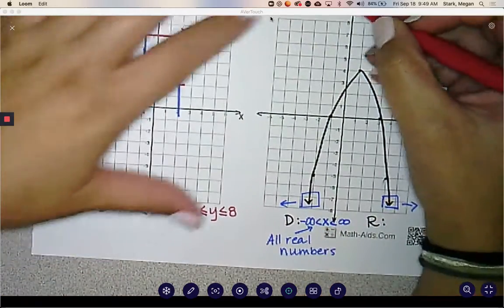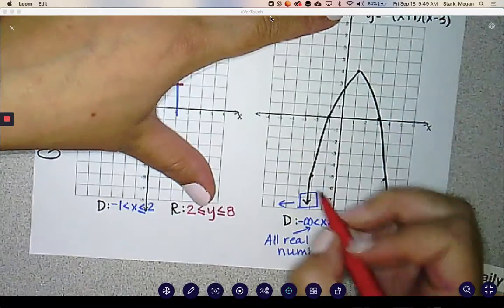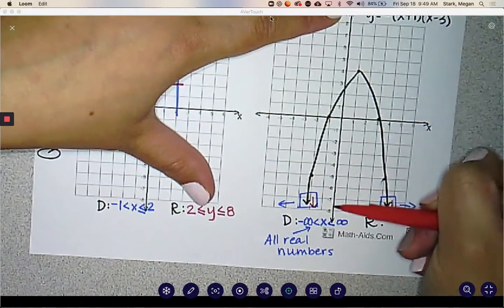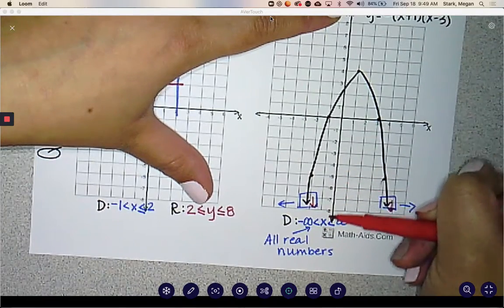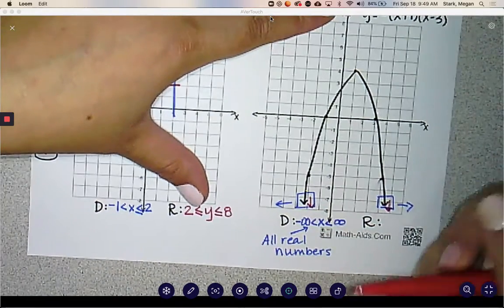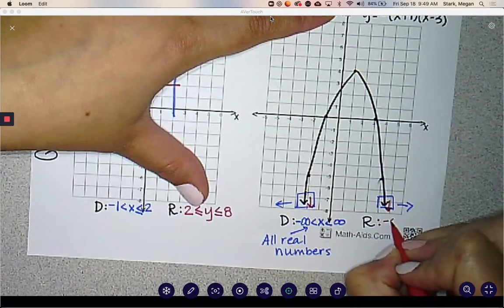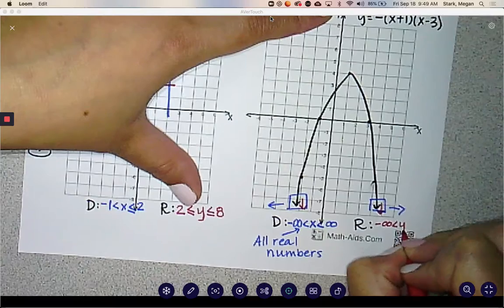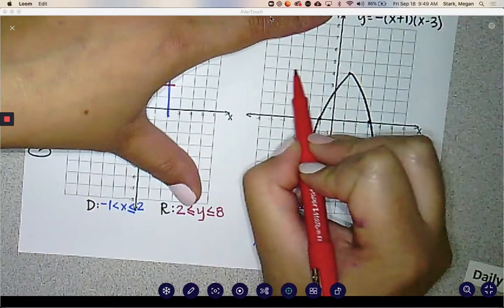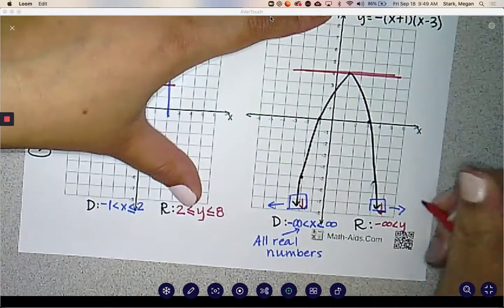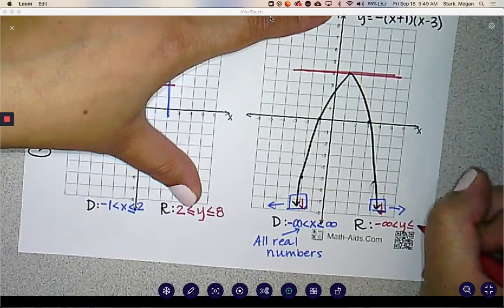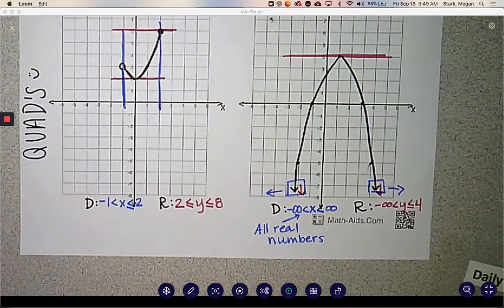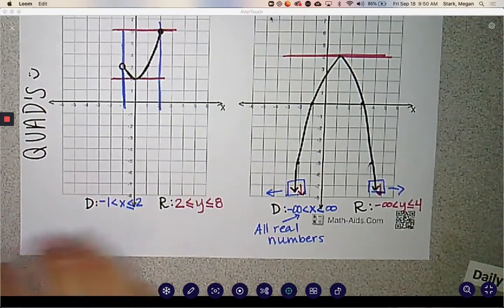Okay, now the range is lowest to highest. And if we're looking at the y-axis, both of these arrows are pointing down. And these numbers right here keep getting smaller and smaller, which means we are going to negative infinity. Y. And then our highest y value is at 4. Okay, so there's our domain, there's our range.